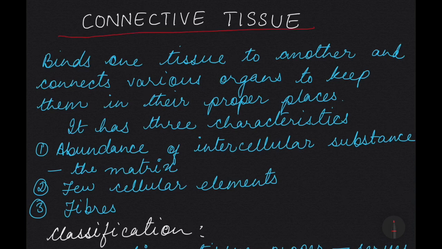When we talk about connective tissue, we are talking about tissues which bind one tissue to another, and it also connects various organs to keep these organs in their proper places. For example, if you look at the digestive system, starting from the mouth, the esophagus, the small intestine, the large intestine, the liver, the pancreas are all in their proper places. Why? Because they are connected together by means of connective tissues.